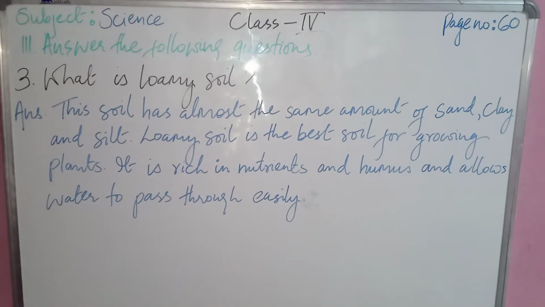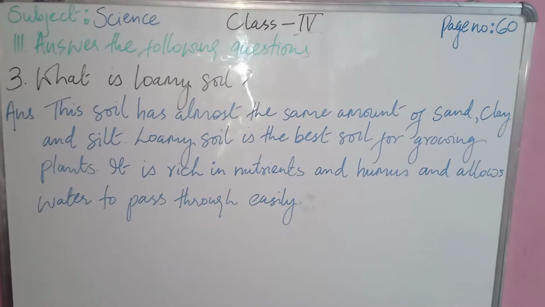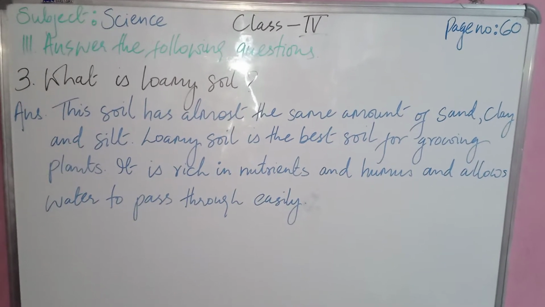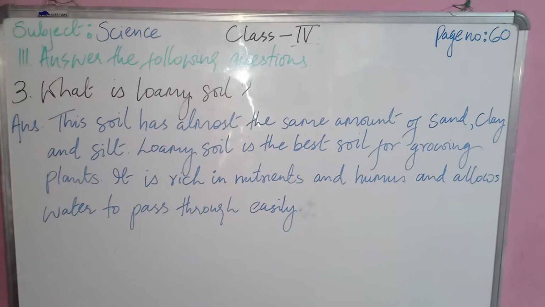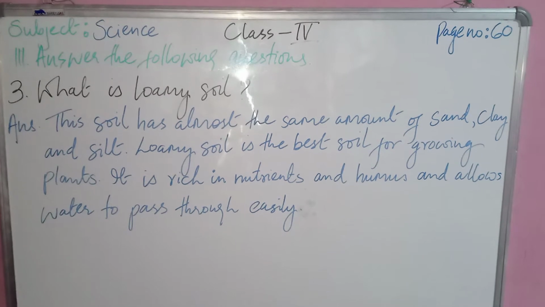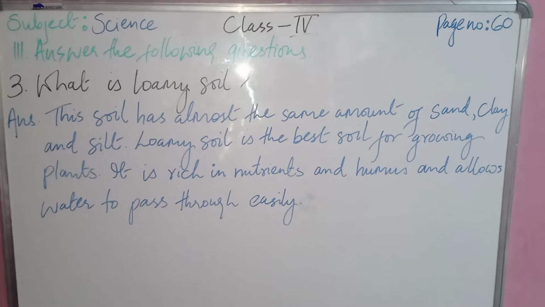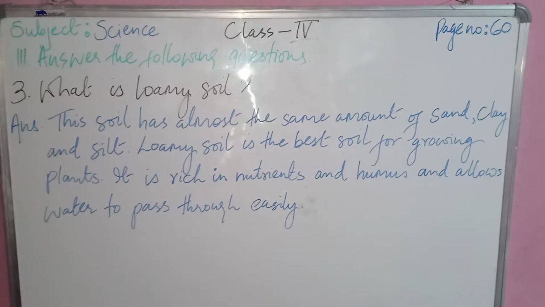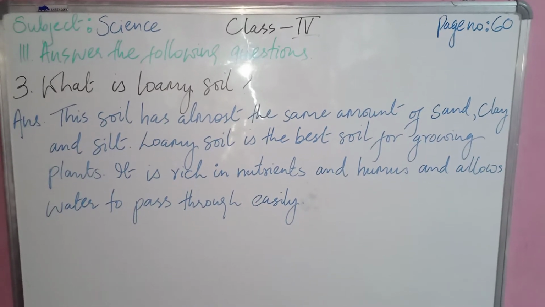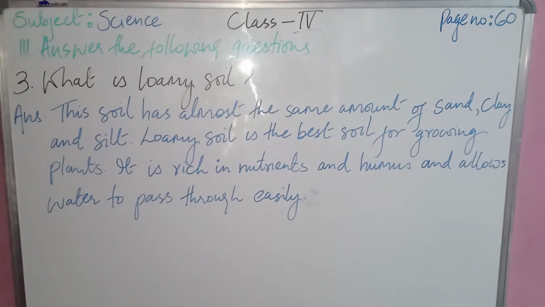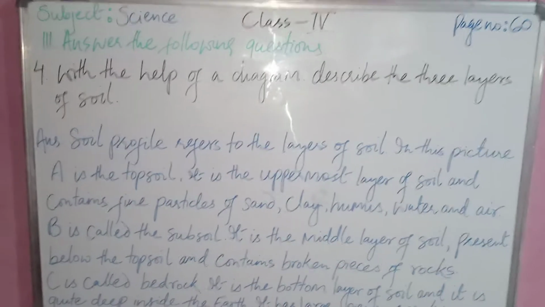Then we have question number 3. What is loamy soil? So the answer will be like this. This soil has almost the same amount of sand, clay, and silt. Full stop. Loamy soil is the best soil for growing plants. Full stop. It is rich in nutrients and humus and allows water to pass through easily. So next question we have.